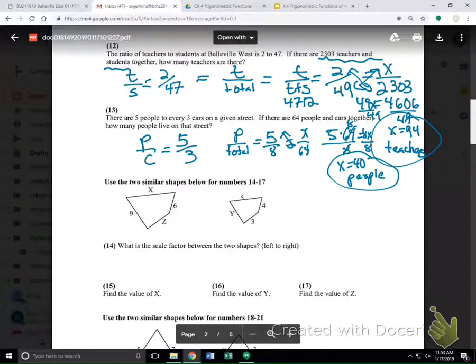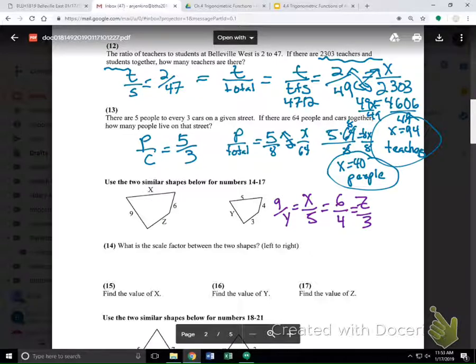So over here, we're going to write out our ratio. If we know that these two shapes are similar, we're looking for our scale factor. So I always begin with writing out all of the proportion. It says left to right. So I start, let's say, with 9. 9 corresponds to y. X corresponds to what? 6 corresponds to? And z corresponds to? Yep.